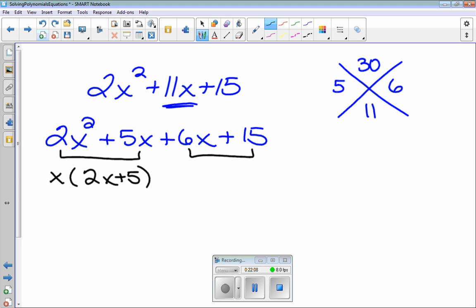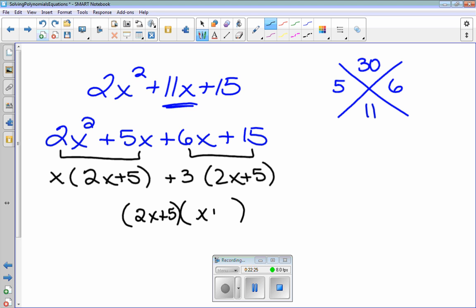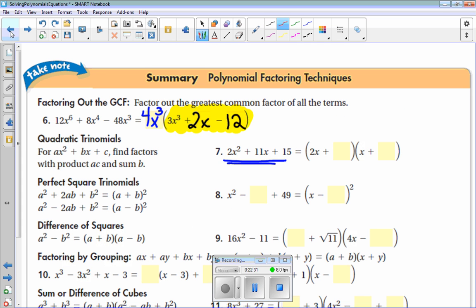I have to have a 2x plus 5 over here, wouldn't you agree? And then what can I take out of the last two terms to get 2x plus 5? A 3. Positive 3. So what are my two factors? 2x plus 5 and x plus 3. Is that what you guys got before? So that's what we're going to plug in. 2x plus 5 and x plus 3. Has to be in that order, right, Brendan? Okay.